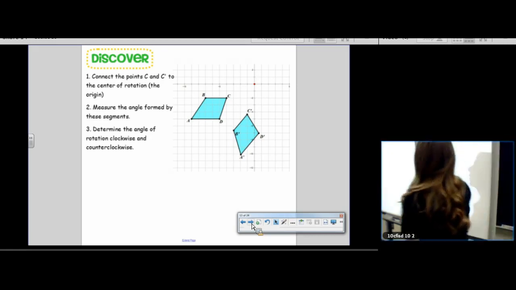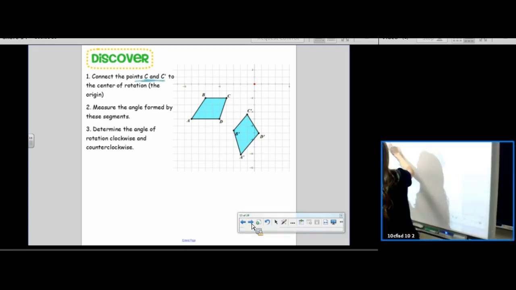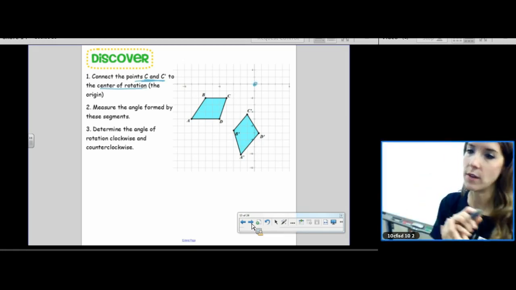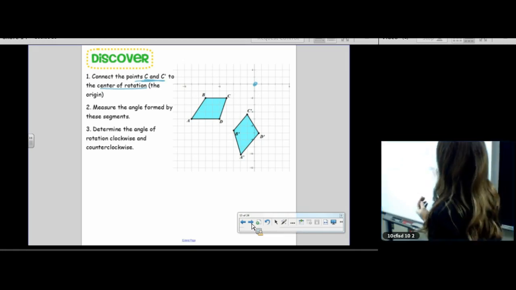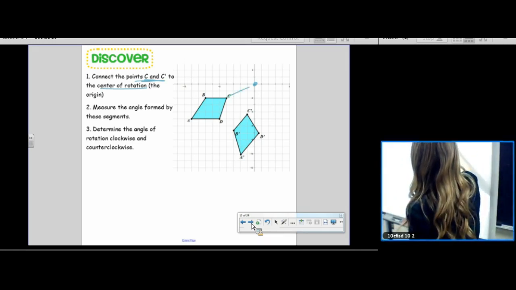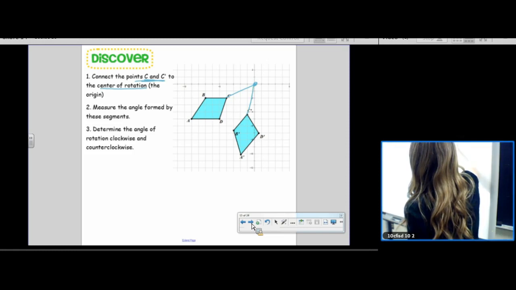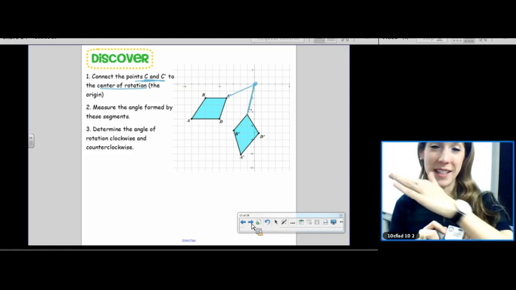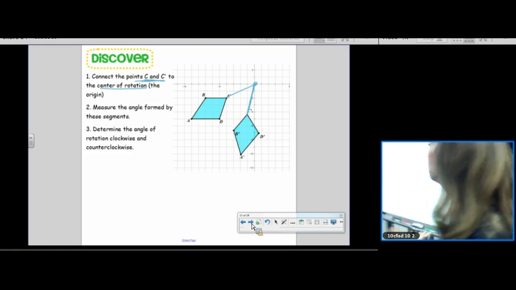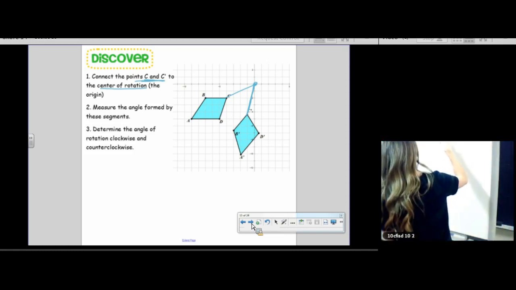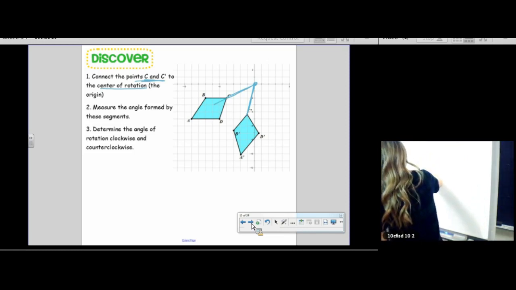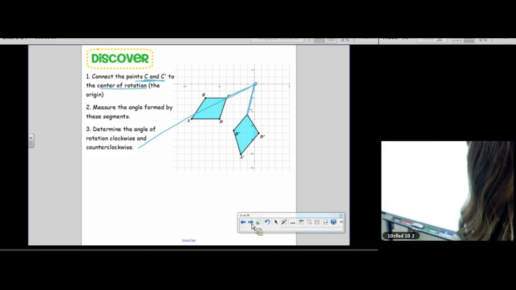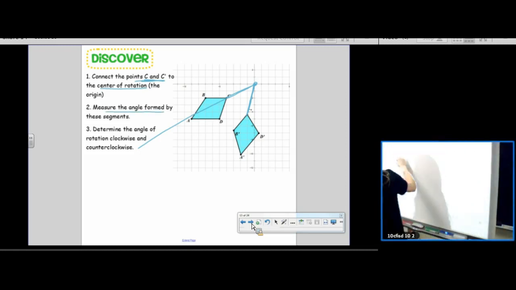So first, we're going to connect C and C prime to the center of rotation, which in this case, we're going to still use the origin. So use your ruler, connect C to the origin, connect C prime to the origin. You're going to find that you're going to need to extend that line. So use your ruler and make this much longer, using your ruler only. Measure the angle formed by the segments.